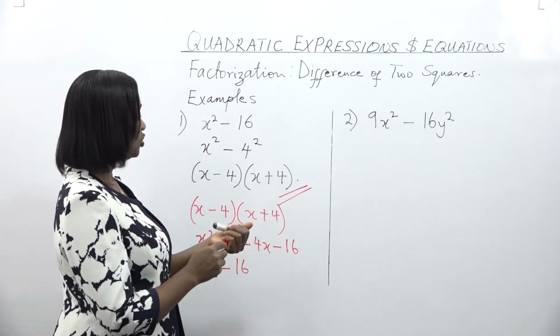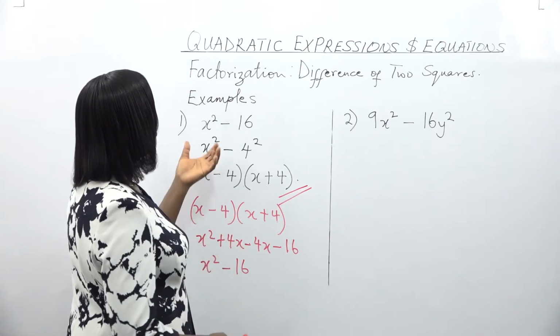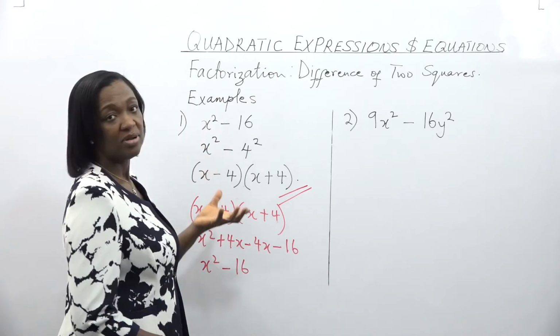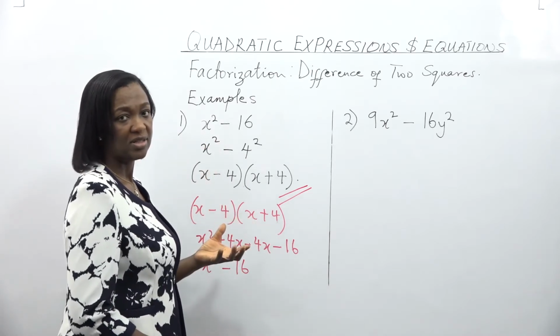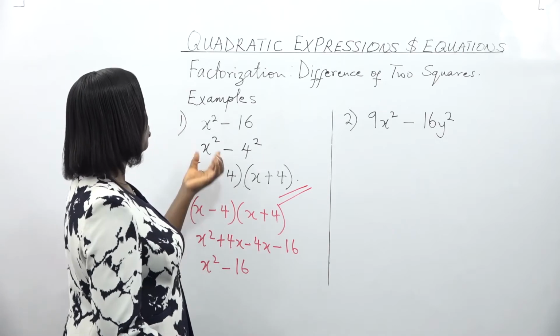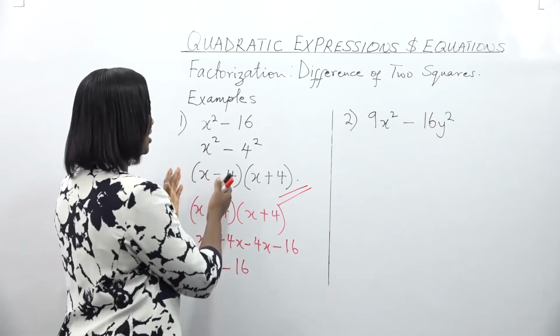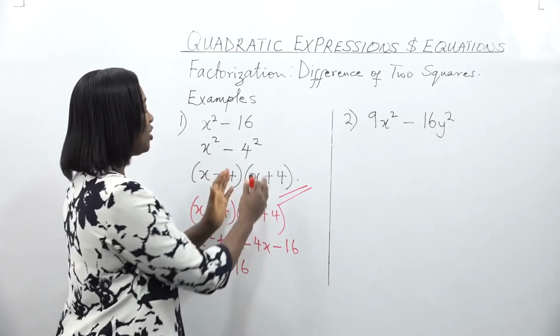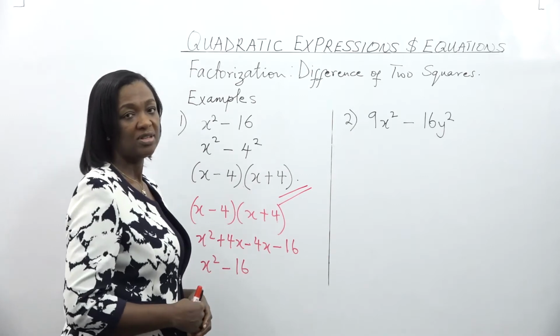So difference of two squares. When you have squared numbers or squared factors, you simply find their square root, put them in brackets, and then one bracket has a minus sign and the other bracket has a positive sign.